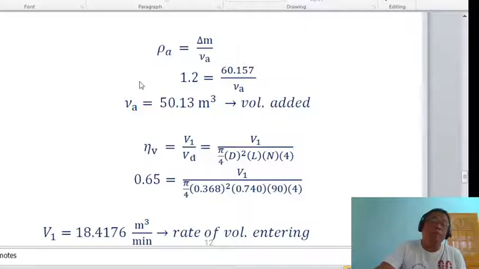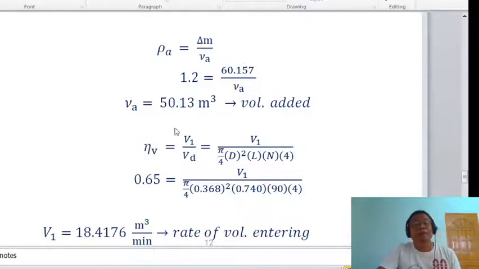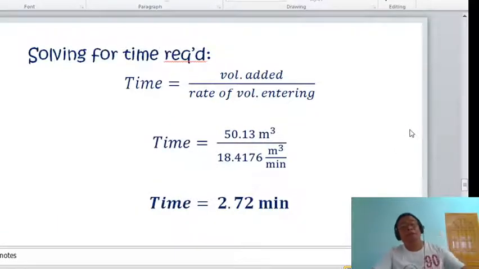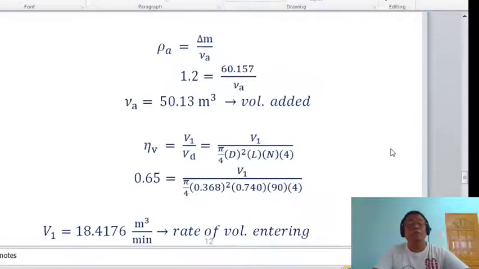This is now the volume added. Defining again the volumetric efficiency and substituting the value of 0.65, getting V1 now equals 18.4176 cubic meter per minute, the rate of volume entering. Solving now for the required time, time equals volume added divided by the rate of volume entering. That is 50.13 divided by 18.417 cubic meter per minute. Therefore, the answer now is 2.72 minutes.